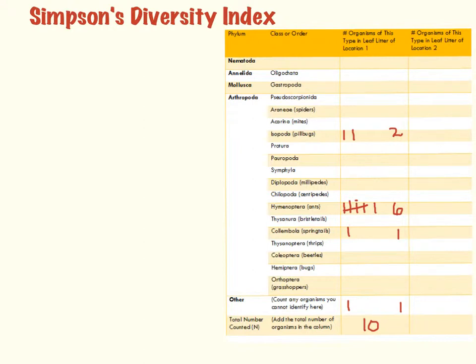To calculate the diversity of the sample, I use the formula 1 minus d, where d is equal to the sum of little n times n minus 1, over big N, my sample size, times big N minus 1.